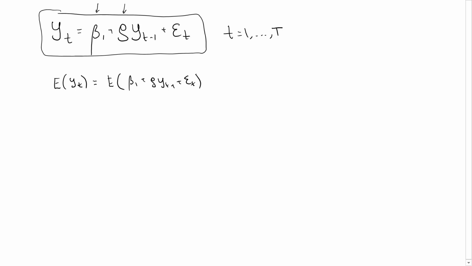And the expected value can go inside sums. So this is the expected value of beta 1. That's just a constant, so that's beta 1, plus the expected value of rho times yt minus 1. Rho is a constant, so we can take it outside like this, plus the expected value of the error term. Well, that's 0 because we have assumed that the error terms form a white noise process, and those always have an expected value of 0. So plus 0 if you like.